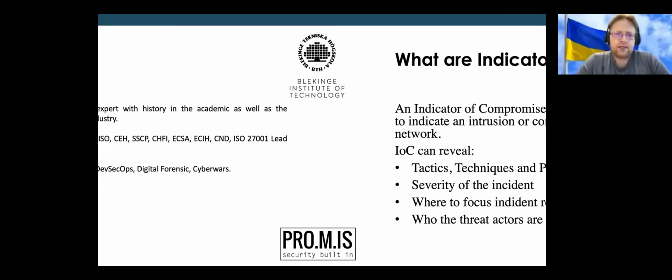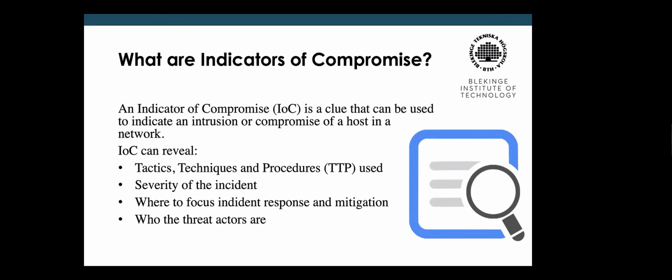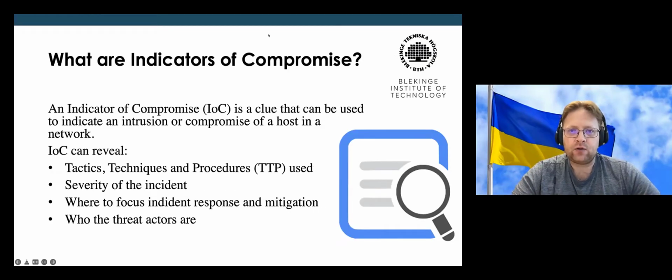What are the indicators of compromise? I think you're familiar with this, that any indicator of compromise, it's a piece of data, a clue that can be used to indicate an intrusion, or compromise in previous time. Of course, compromise, it could be host, whole network appliance, application, etc. But what could give us IOC?